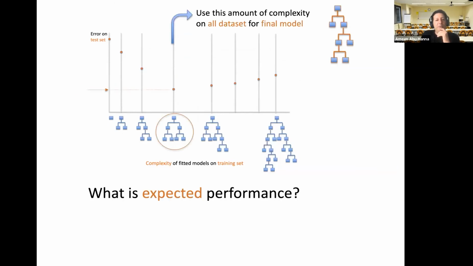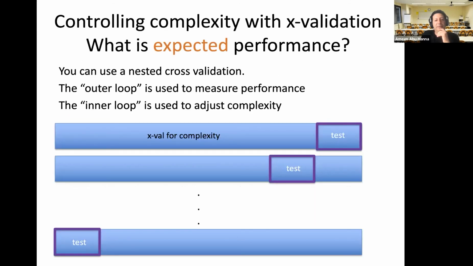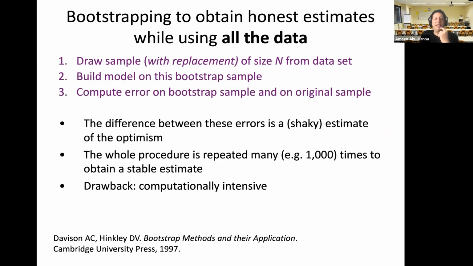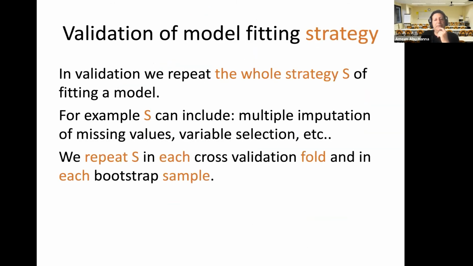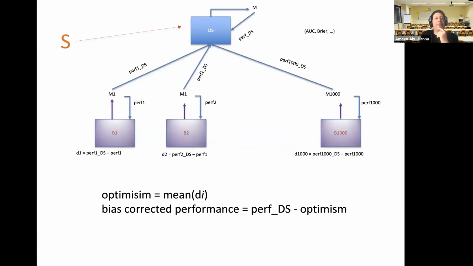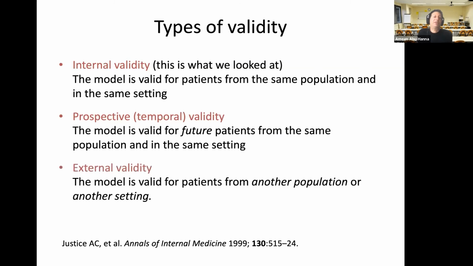Okay, so now let's go to forms of validation, the different types. Okay, so yeah. There are three types of validity. One is internal validity. So up till now, implicitly, I was talking about internal validity.